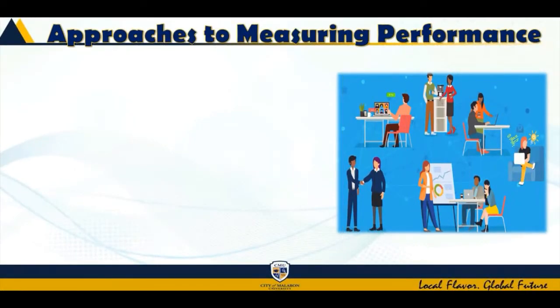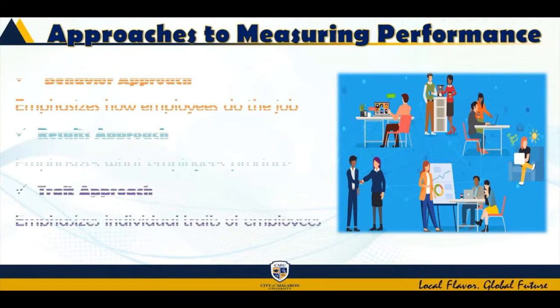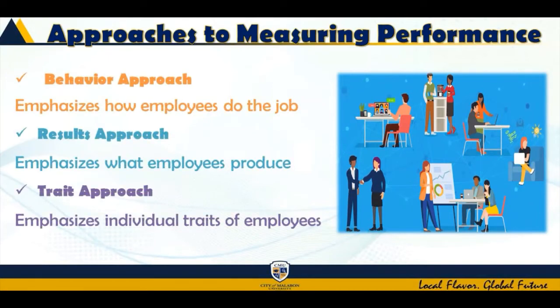Next, we also have some of the approaches on how we can measure performance. In measuring performance, there are three things to consider: first is the behavior, the result, and also the traits approach. Let's start with the behavior. When we talk about behavior, this emphasizes how employees do their job, and does not consider employees' traits or the outcomes resulting from their behavior.